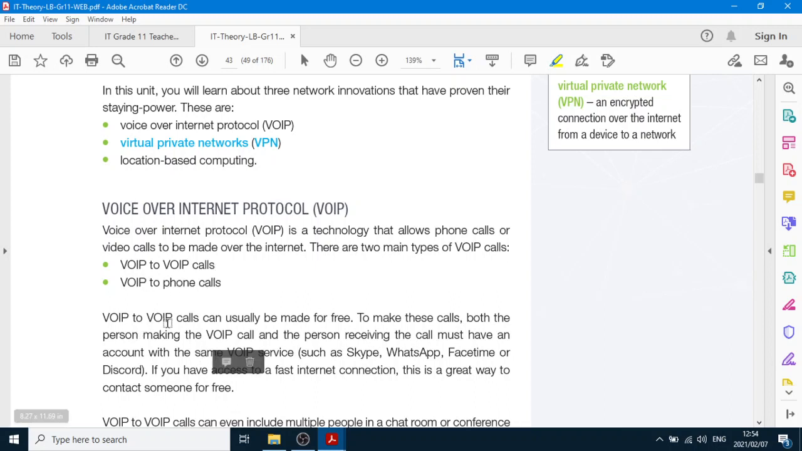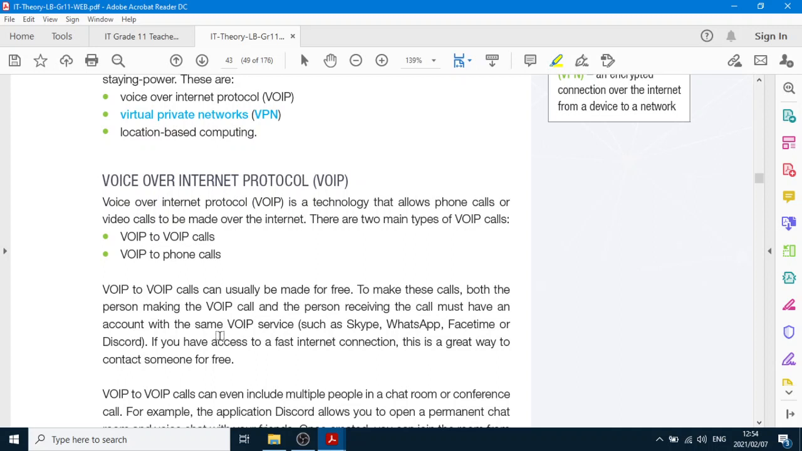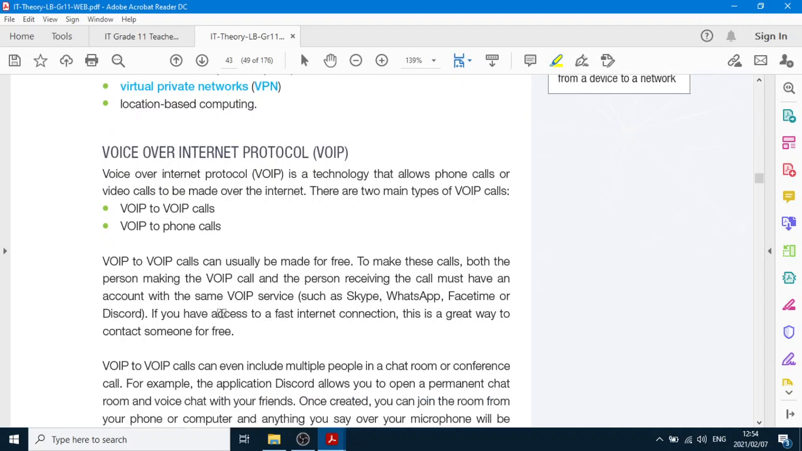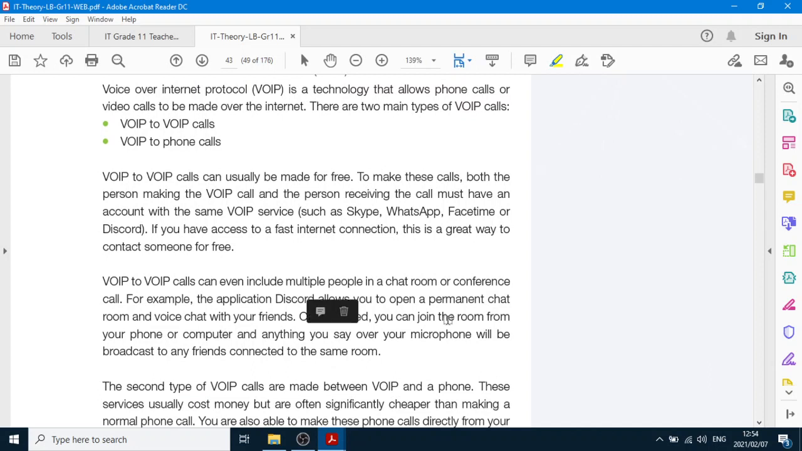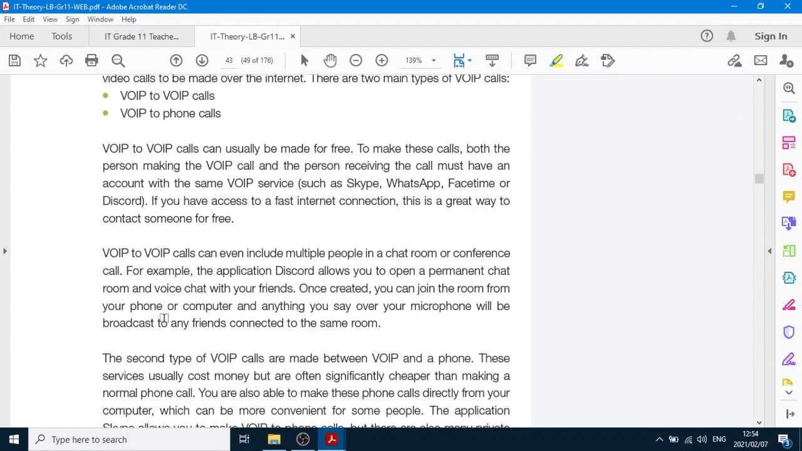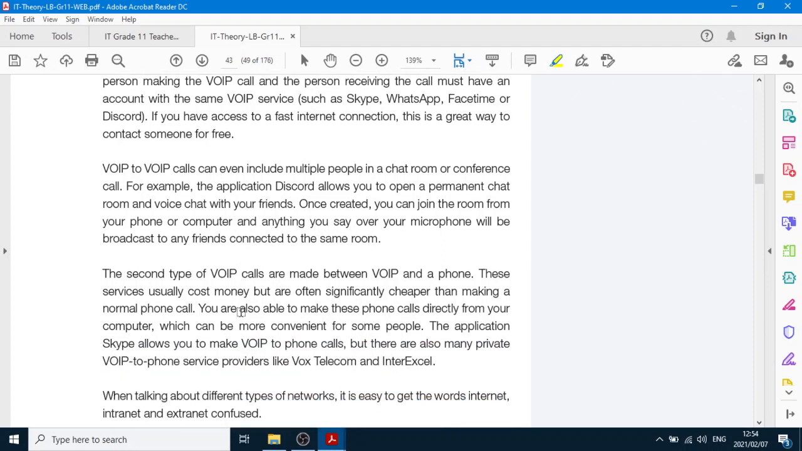VoIP to VoIP calls are usually made free, just like you use WhatsApp and Skype and FaceTime. And if you have a fast internet connection, that's a great way to talk for free. You can even have multiple people, and there's an application called Discord that allows you to open a permanent chat room and voice chat with your friends. Once created, you can join the room from your computer or your phone, and talk over your microphone to friends connected in the same room.